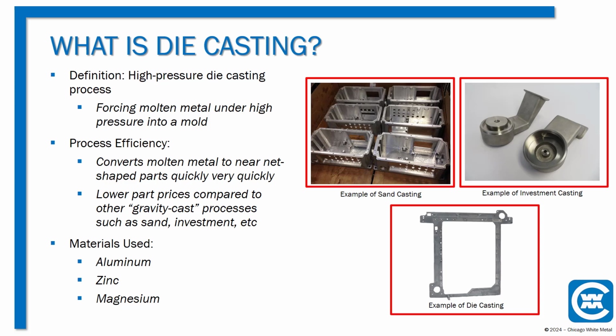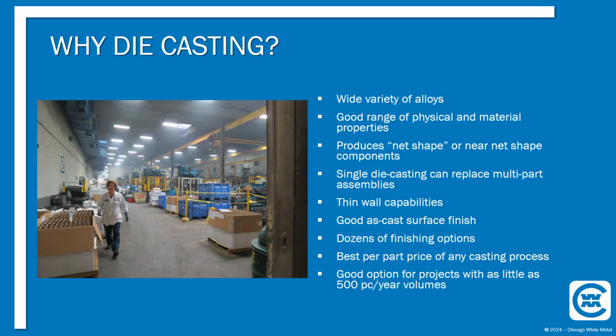Some of the materials that are used for high pressure die casting: typically there are three families of alloys that we use: aluminum, zinc, and magnesium. We're going to touch base on all those and talk about some pros and cons, and we'll look at that here shortly. So why die casting?